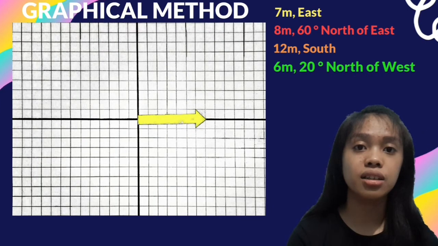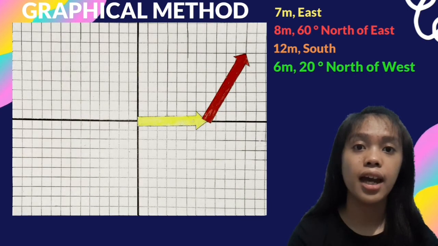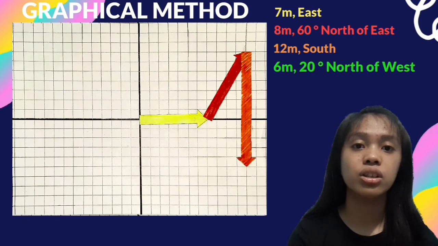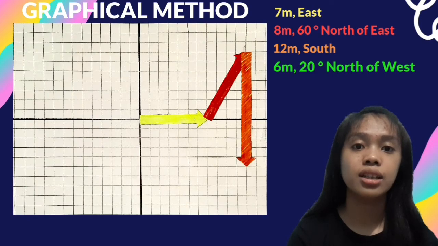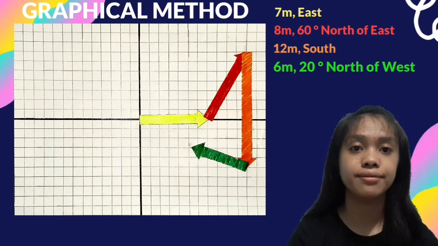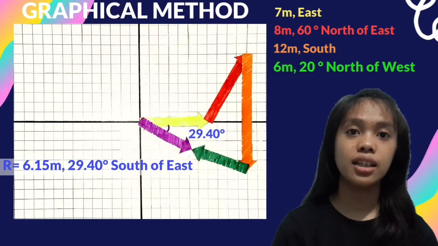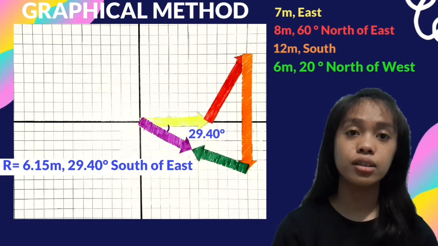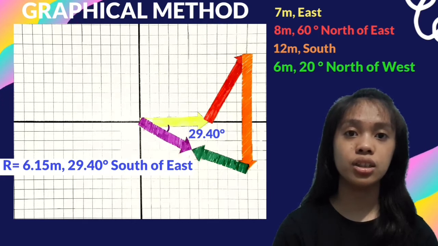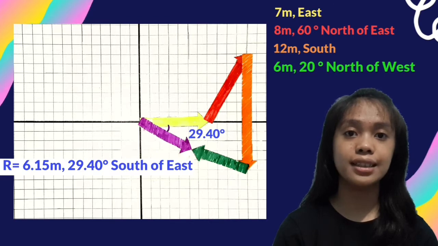7 meters east, 8 meters 60 degrees north of east, 12 meters south, 6 meters 20 degrees north of west. It started from the east, then went to the south to form our angle. Our resultant vector is 6.15 meters, 29.40 degrees south of east.